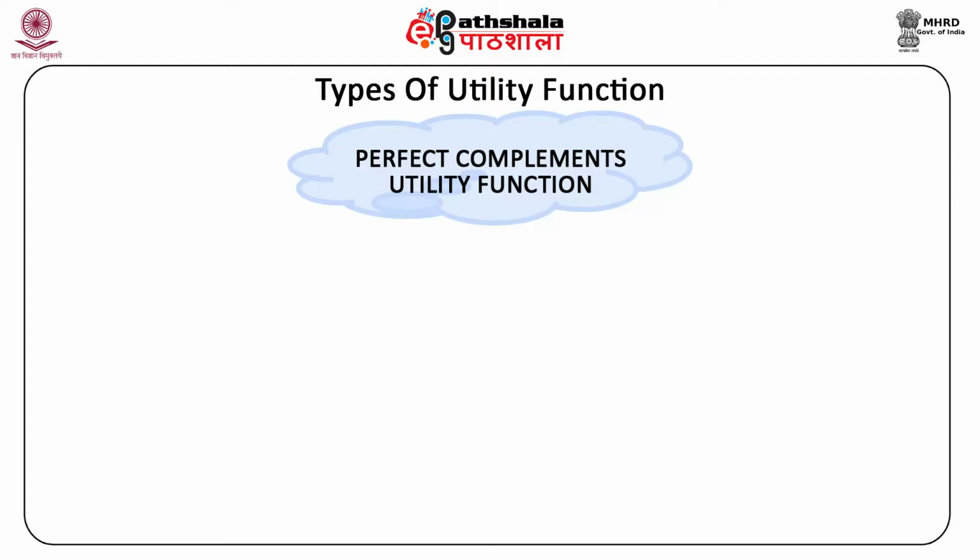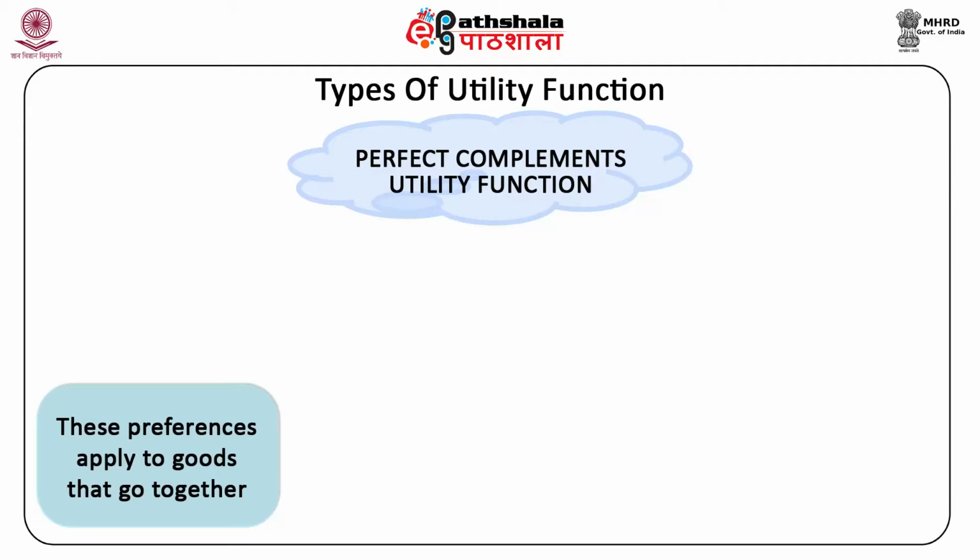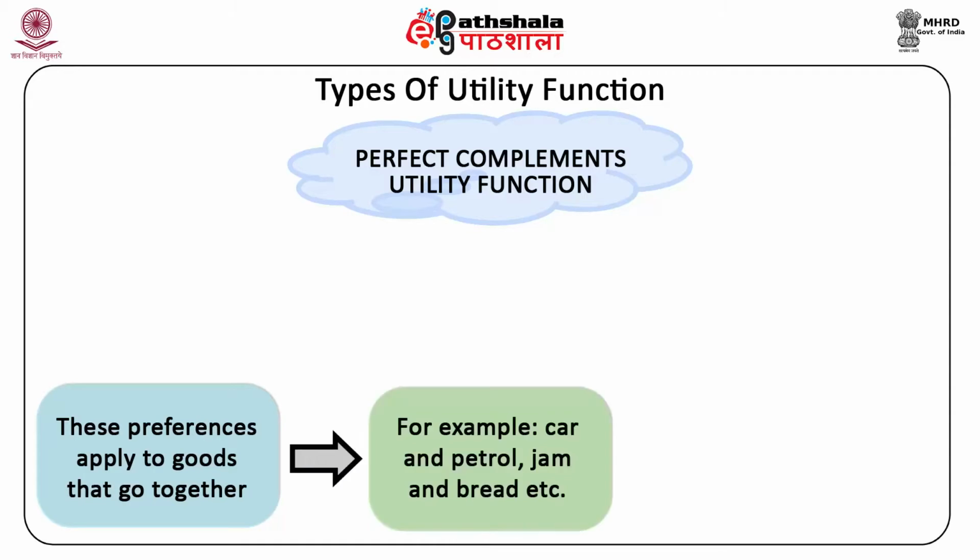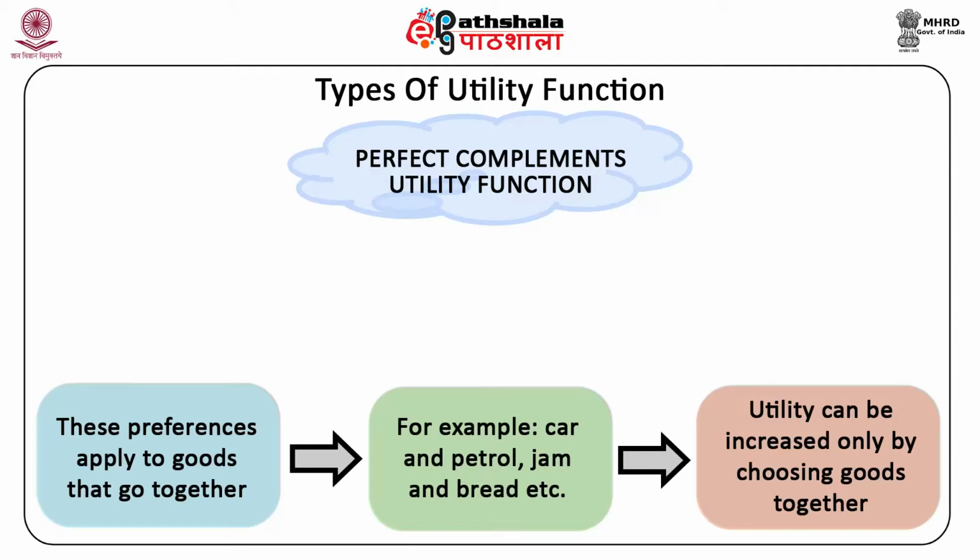A situation directly opposite to the case of perfect substitutes is perfect complements. These preferences would apply to goods that go together. For example, car and petrol, bread and jam, etc. They are used in a certain combination by a consumer, and maybe one without the other will have no use for the consumer. Only by choosing the goods together can utility be increased.